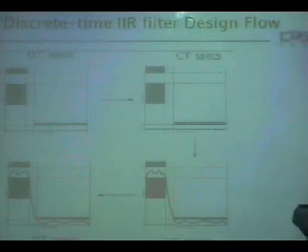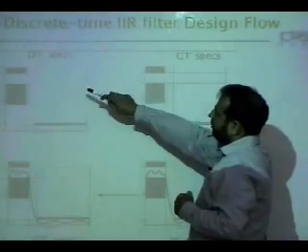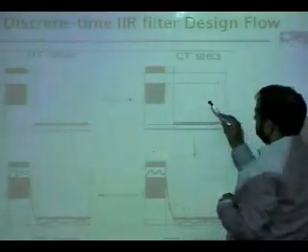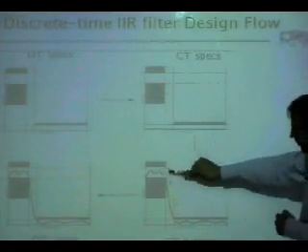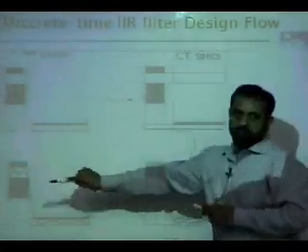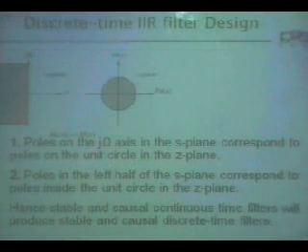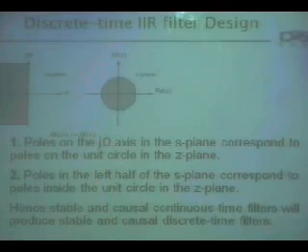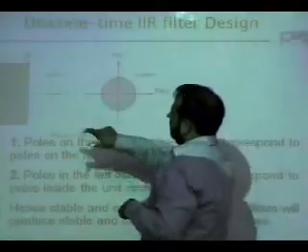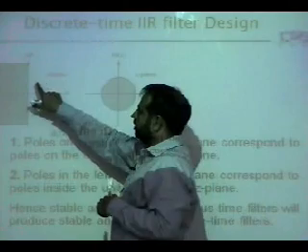Then I covered this, that you have discrete time specs, and you convert them to continuous time specs. Here you design a filter and then convert this filter to a discrete time filter. So you go through this route, and there you need a transformation from the S domain, which is the Laplace domain. So usually a filter is designed in the Laplace domain.